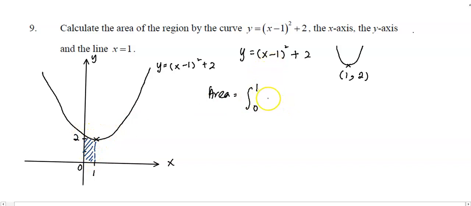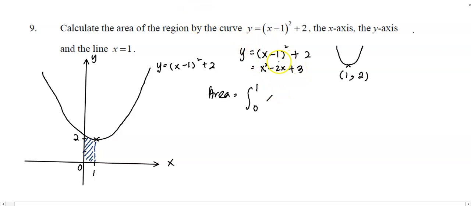Before we put in this curve, I suggest that you try expanding it first. It's easier for us to integrate. Alright, expand this. You have x squared minus 2x plus 1 plus 2. Sorry, should be 3. Alright, this one is 3.